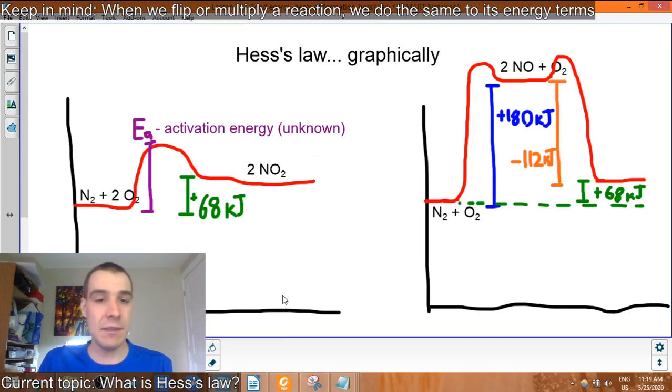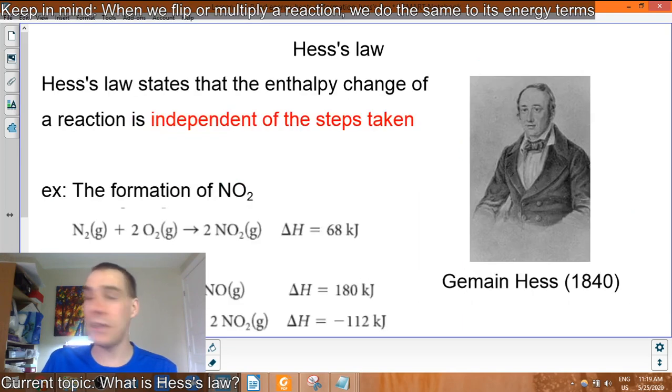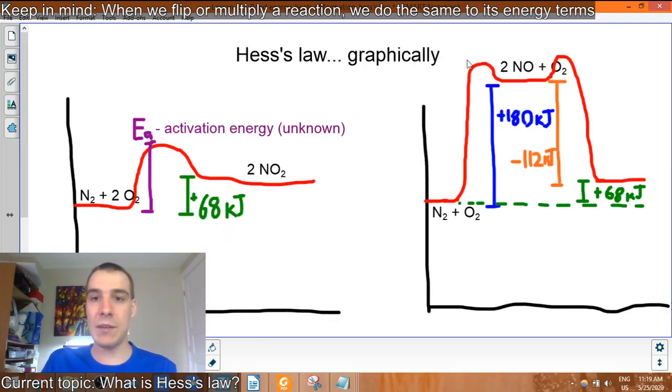Here it is graphically, so some people like to see this graphically instead. Here's the one-step process, N2 plus 2 O2s making 2 NO2s, right? Just one step. I don't know what the activation energy is, but I know that the delta H is plus 68 kilojoules. Here's the two-step process. We have a big jump, right? A big jump, plus 180 kilojoules. There it is, 180 kilojoules. Big jump. Don't know the activation energy, I just know that to get to here with that big jump. Then we have another little bit of activation energy, and then it falls down by 112 kilojoules. But overall, the same increase, plus 68 kilojoules of energy.